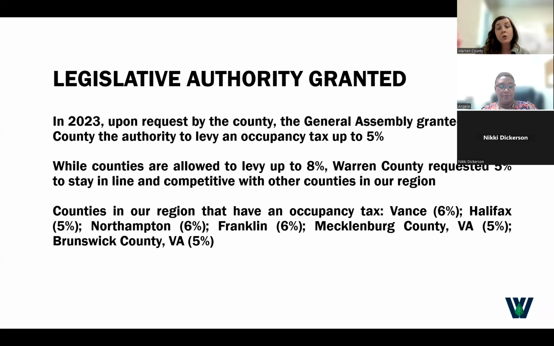And we chose that because we looked at what the counties in our region were charging, and we wanted our existing short-term rentals and any future short-term rentals to be competitive in the area. So Vance and Northampton counties, as well as Franklin, are at 6% among our border counties, and Halifax, Mecklenburg, and Brunswick counties in Virginia are at 5%.